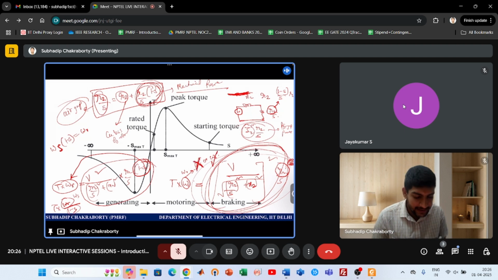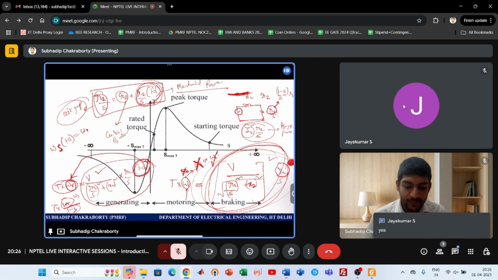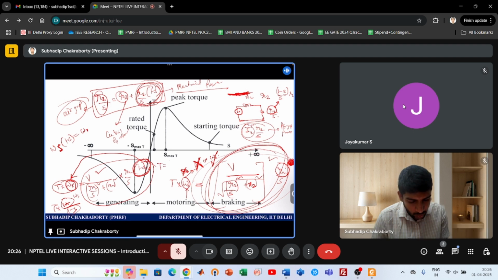In this case, you don't take omega R. If you write omega S here, then you should not write 1 minus S here. Or you write omega R here and take 1 minus S here, because you are equating the mechanical power. But generally in books you will find they write torque as 1 by omega S times V square by R2 by S whole square plus X2 square into R2 by S. Generally they write like this.